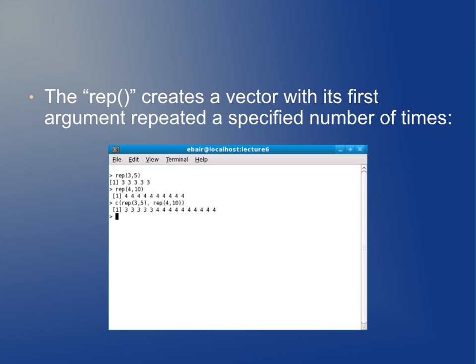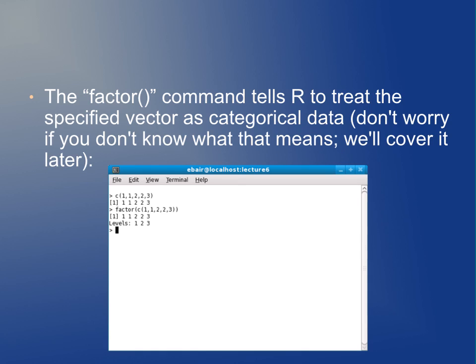And if I say c(rep(3, 5), rep(4, 10)), that creates a vector of length 15 consisting of 5 3s and 10 4s, one after the other. c, as I said before, concatenates two vectors together, so it takes the two vectors that you saw previously and puts them into one big vector.